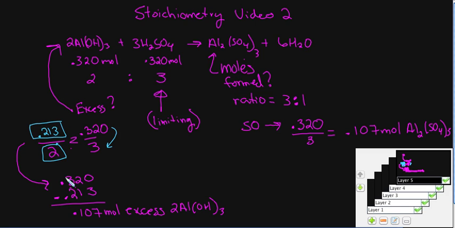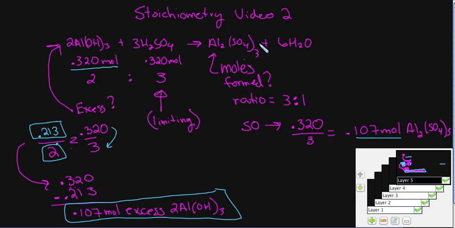And so then to figure out the amount of excess, you would subtract 0.213 from 0.320, because you actually had 0.320 to start off with, but the ratio showed you that this was going to be too much, because it has to be a 2 to 3 ratio. And so when you only use 0.213, what we want to do is subtract it from our original amount to find out how much is left over. We find out we have 0.107 moles of excess aluminum hydroxide left over. So there's the answer for that, and there's the answer for that one.